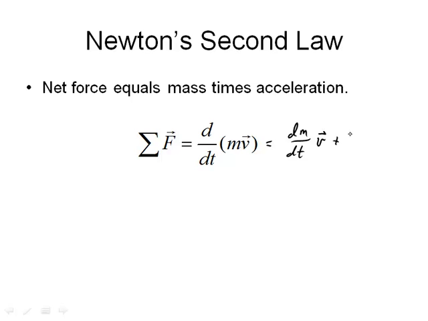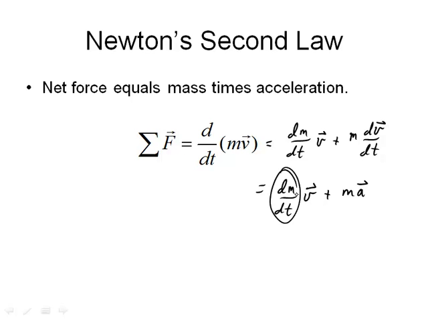velocity plus the mass times the derivative of velocity with respect to time. Notice these are vectors. The derivative of velocity with respect to time, by definition, so that's always true, is the acceleration, so this is ma.